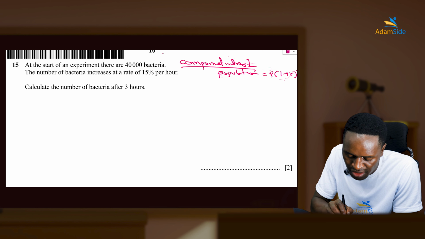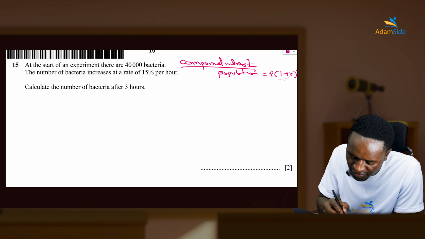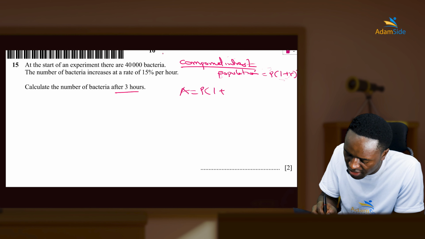At the start of an experiment, there are 40,000 bacteria. The number of bacteria increases at a rate of 15% per hour. So 15% for every hour. So it means now, calculate the number of bacteria after 3 hours. What do you do? Just say amount is equal to P into 1 plus rate power n. So which amount? Amount we don't know.